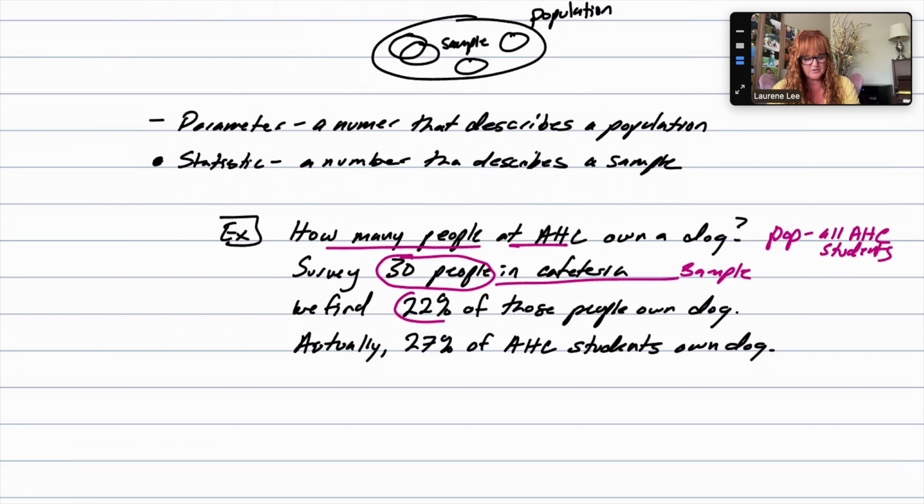This 22%, this is a number, and it describes the sample that we took. So this is called a statistic. And the 27% describes the population, the actual percentage of our population who own a dog. And so this is called a parameter.